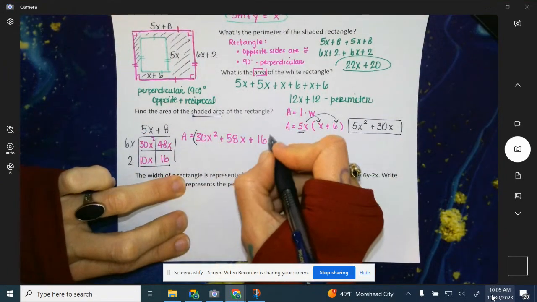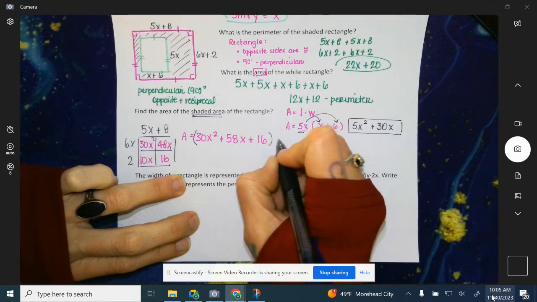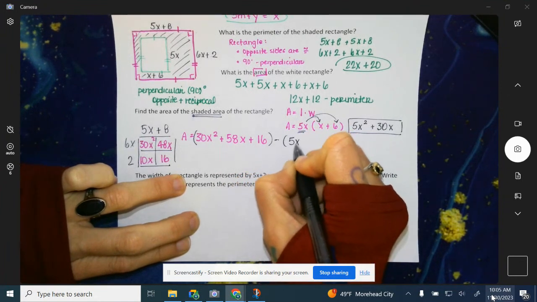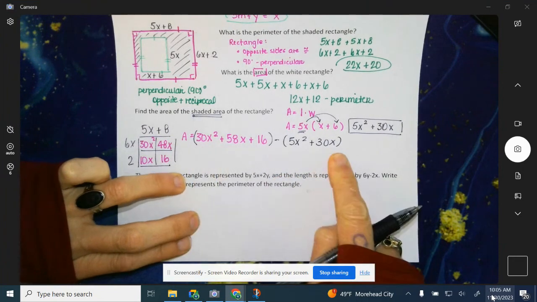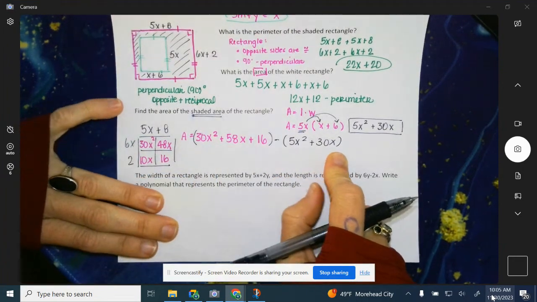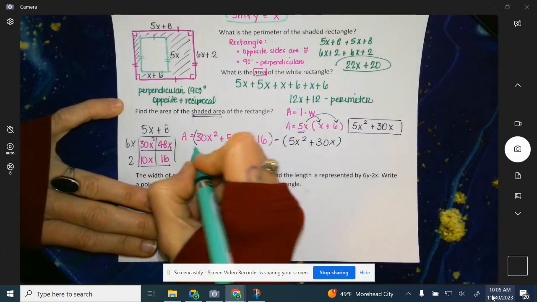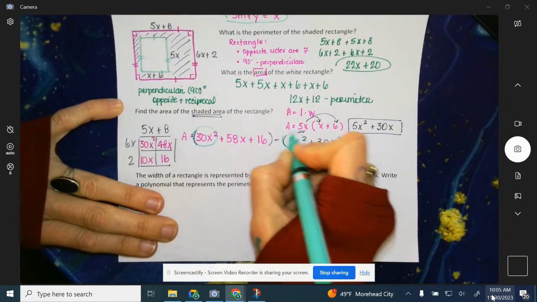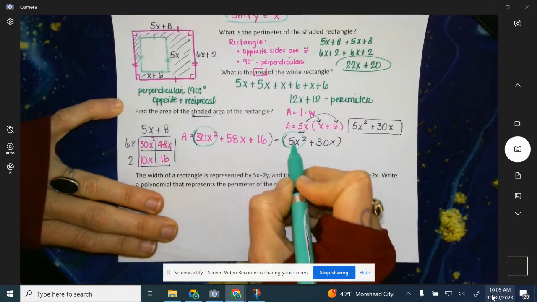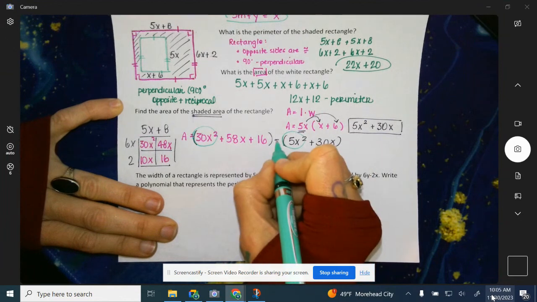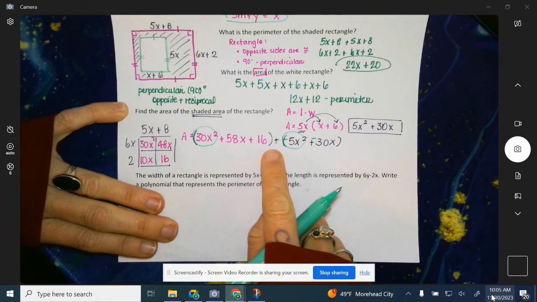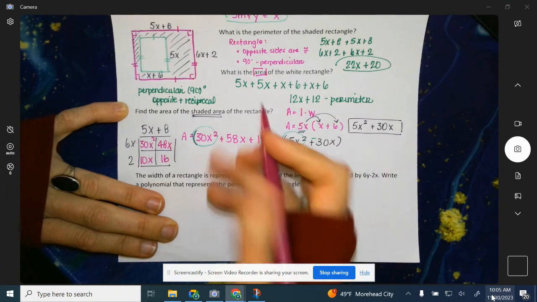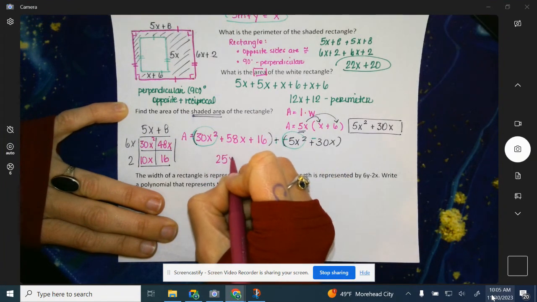So we're going to take 30x squared plus 58x plus 16, and subtract 5x squared plus 30x. This should look like problems you were doing earlier in the week. We're going to combine like terms. So 30x squared minus 5x squared. You could stack them, or we can distribute this, and I'm going to do 30x squared plus a negative 5x squared. So that's going to give me 25x squared.